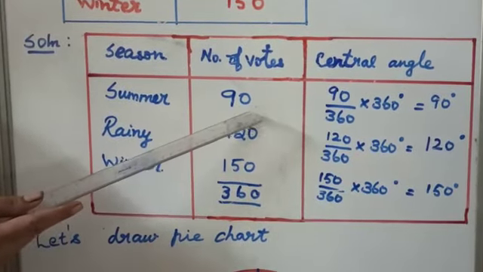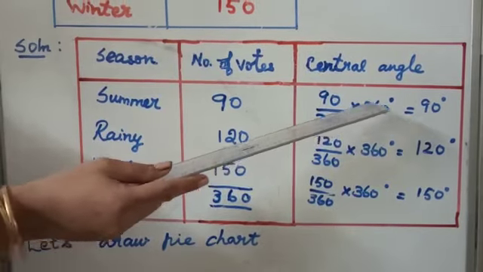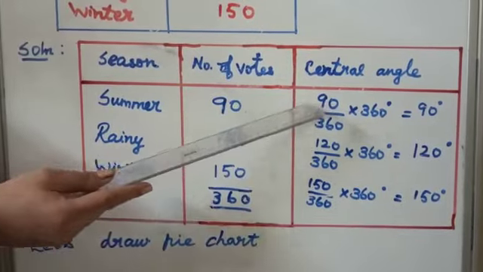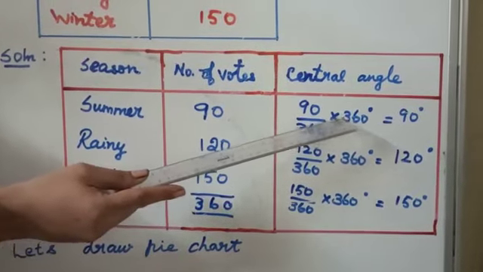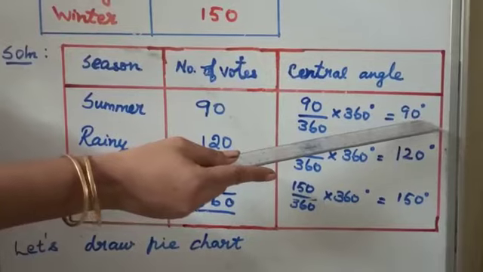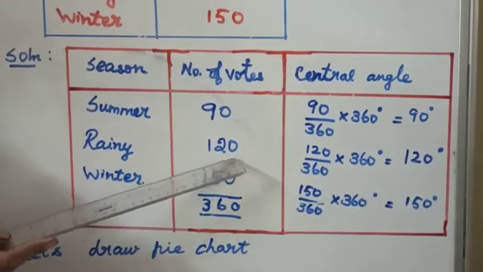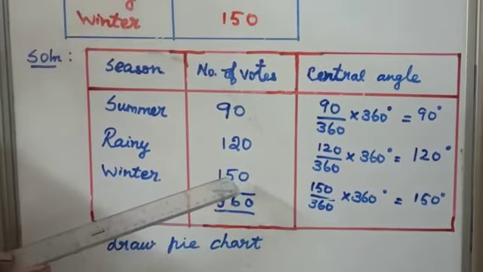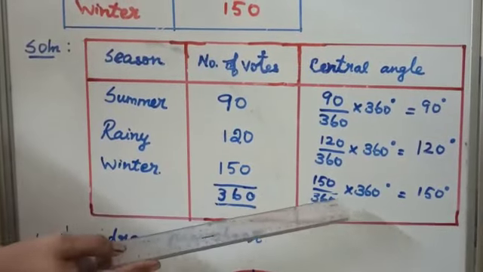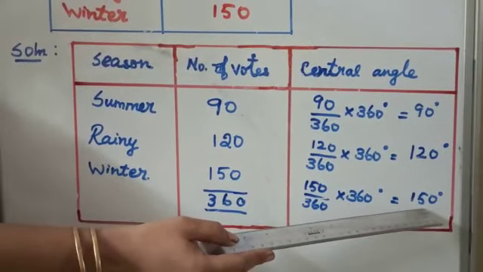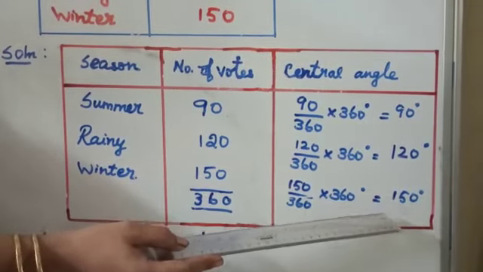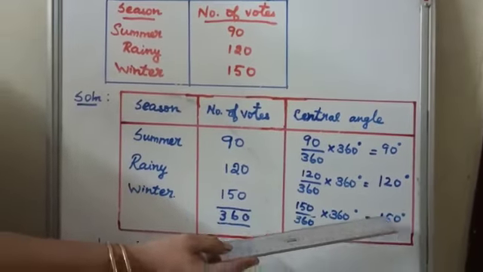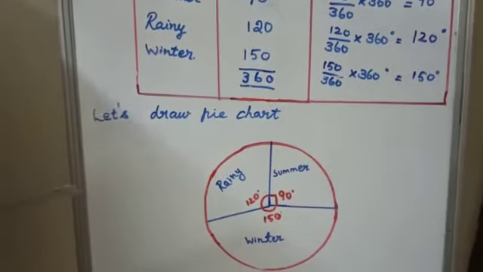Now first take 90 by 360 into 360 degree. This 360 is nothing but the total. So this 90 by the total into 360 degree will give you 90 degree. Next 120 by 360 into 360 degree will give you 120 degree. Next 150 by 360 into 360 degree will give you 150 degree. Now we have got the angles. Here from the data we found the angles. Now we are going to draw the pie chart.